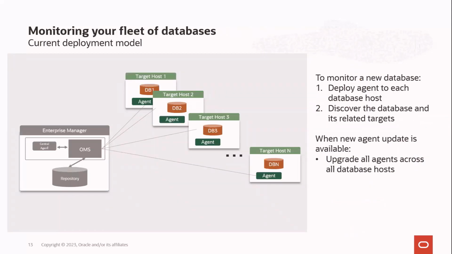When monitoring a fleet of databases that can run into the hundreds or possibly thousands, it requires an agent be deployed on every single database host. To monitor a new database, you'll need to first deploy the agent to each database host and then discover the database and its related targets, such as listeners, ASM, etc. When a new agent update is available, you'll also have to perform the task of upgrading all of the agents across your fleet.